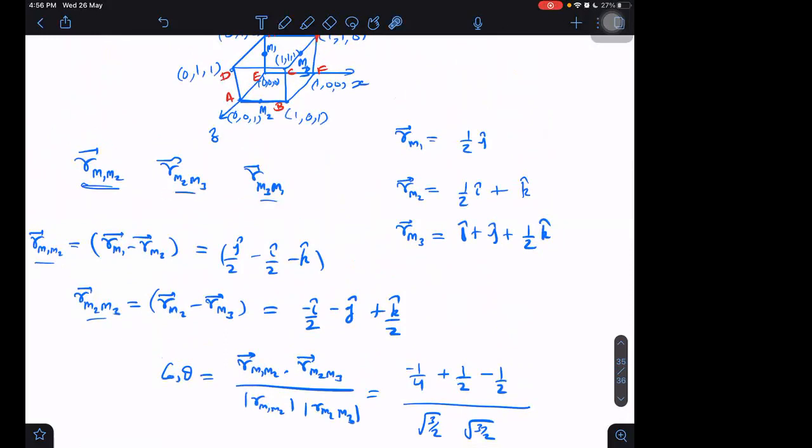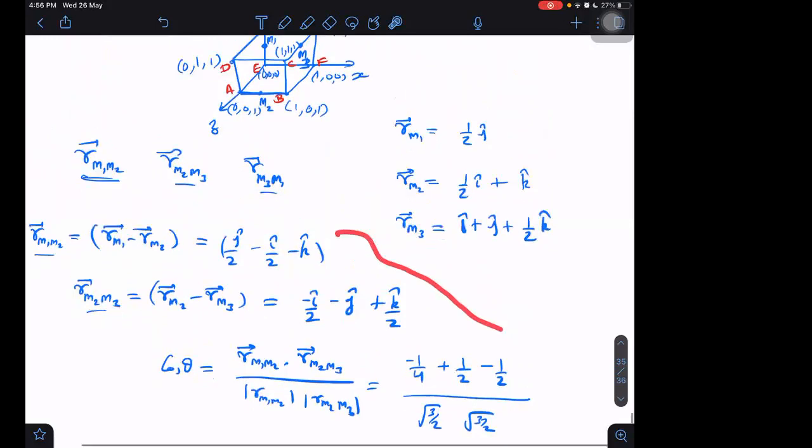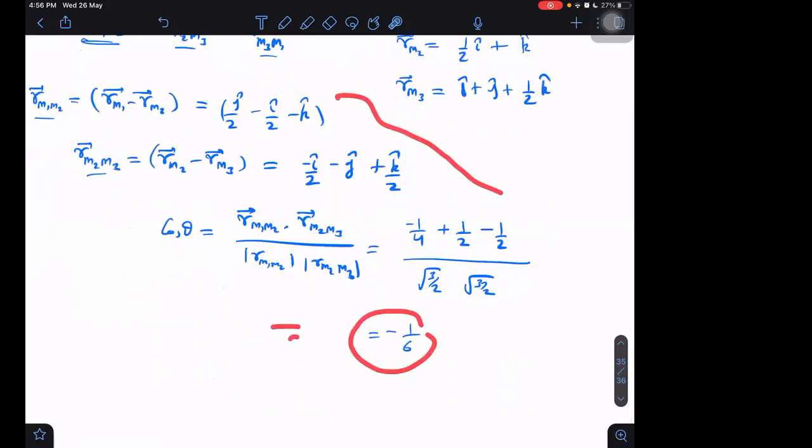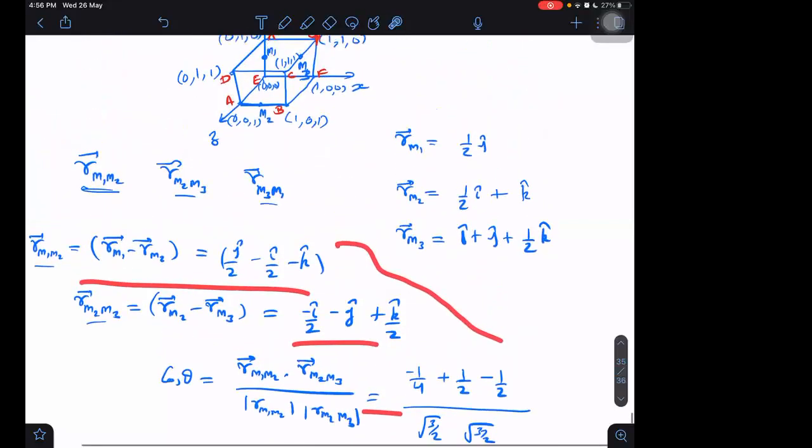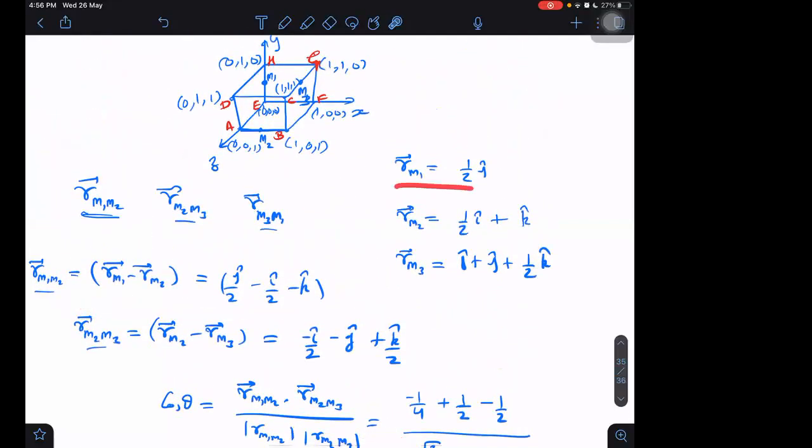Same procedure. Yes, sir. Although I have done it here and I have got this answer, you have to see the calculation, check whether I have committed a mistake or not. You have to be careful yourself. RM1, let me verify once again. RM1, have I taken correctly? Yes, J by 2 only. You agree with this? J by 2. What about RM2? M2 is here. Here I have gone 1 unit along K cap and plus half unit along I cap. Correct only. Third one, I'm going this side, this side, this side. So that is also correct only.